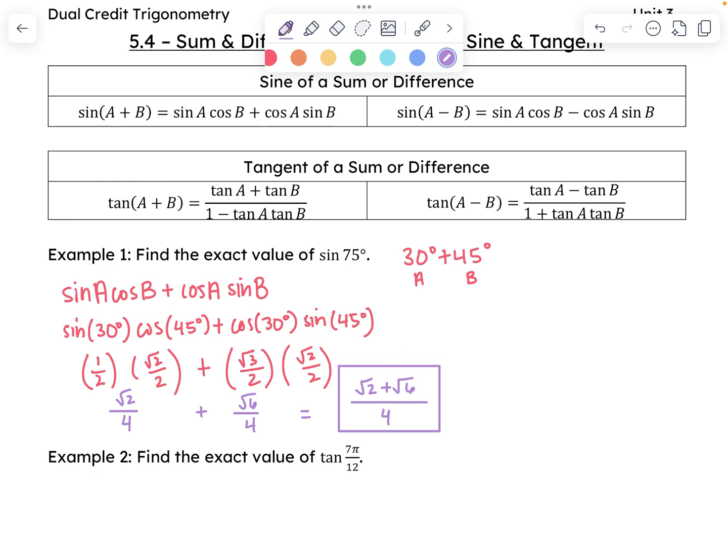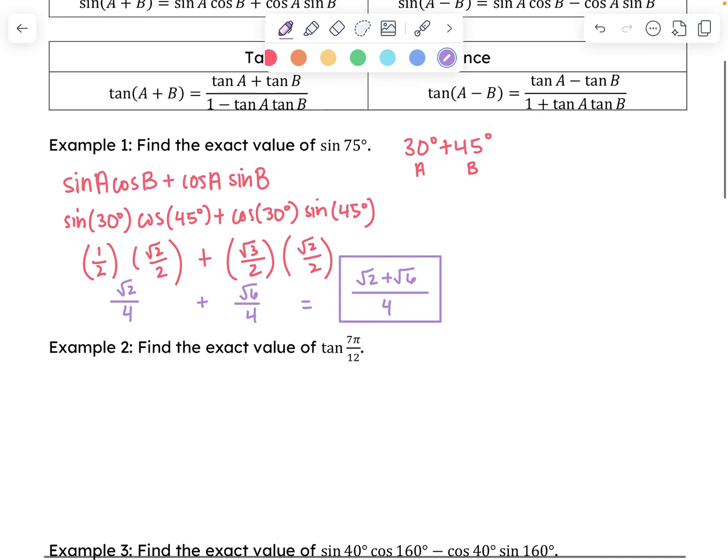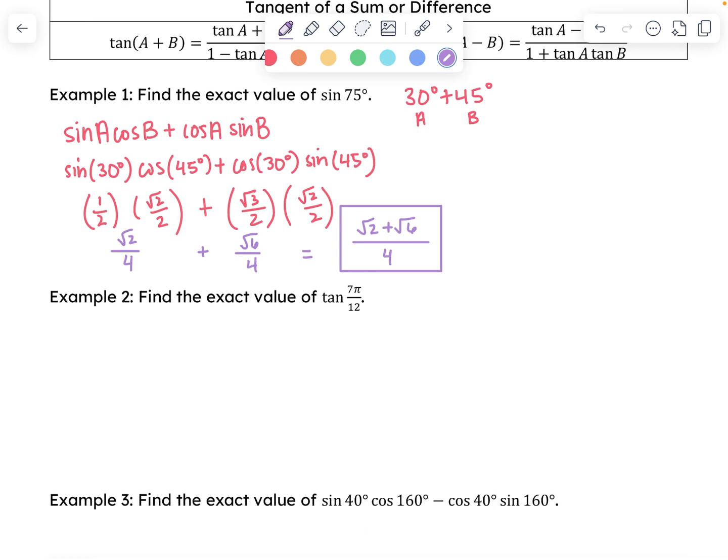Now let's do a tangent one, and let's get some more practice with radians instead of degrees. So right here I've got 7 pi over 12. Just like last time, I want to think of things that will add to 7, but that are also factors of 12, which will help simplify my fractions to things on my unit circle. So what comes to mind is 3 and 4. So 3 pi over 12 plus 4 pi over 12.